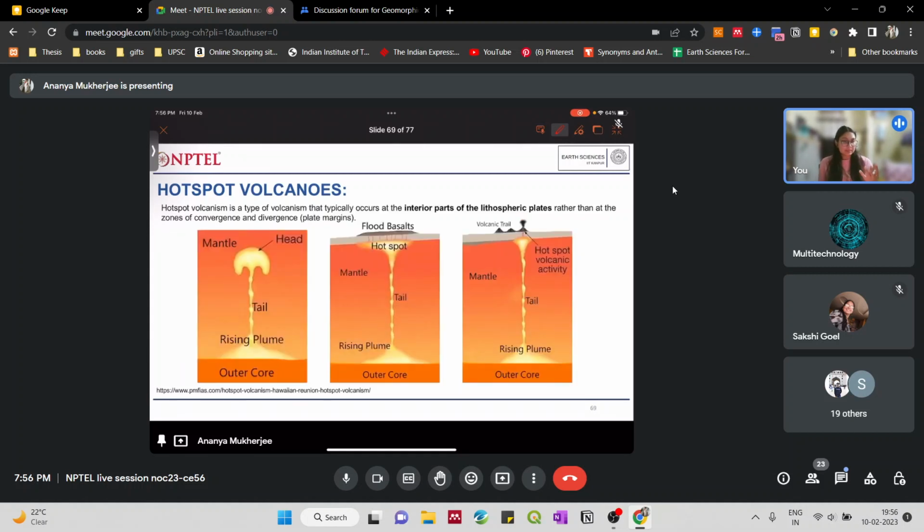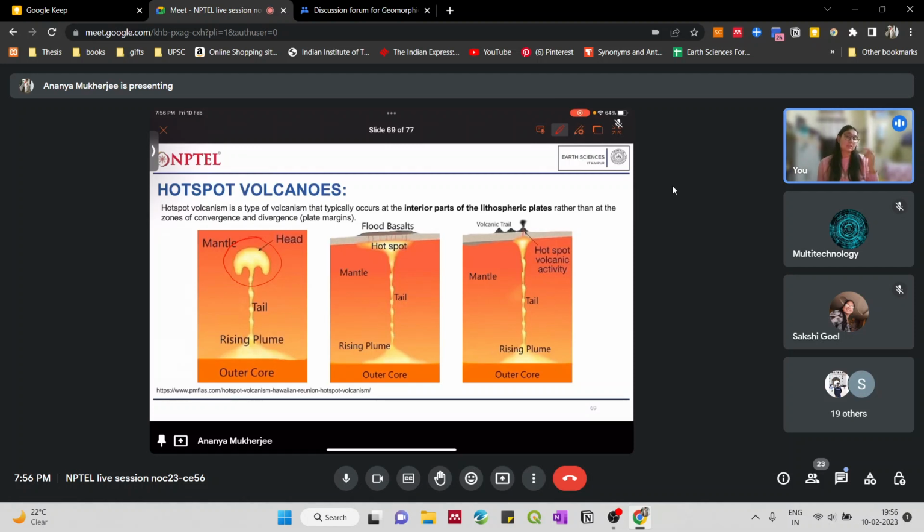This is the mechanism of how hotspot volcanoes are forming. You have a mantle plume that is rising through the mantle, coming towards the crust. Then suppose a continental part of the tectonic plate is on top of the mantle plume, you could have flood basalts.